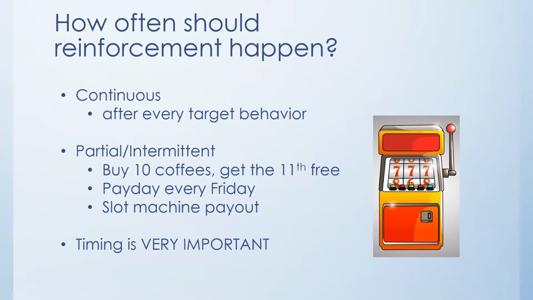In these, the reward or reinforcement happens less often than continuous, based on either a ratio, a number of behaviors, or an interval, a time period, and can be fixed or variable. We've got some examples up on this slide to give you an idea of what these schedules look like. But the model used in a slot machine payout, where the behavior of hitting the slot machine button gets rewarded after an unpredictable number of times, is the strongest method for getting a behavior to stick.